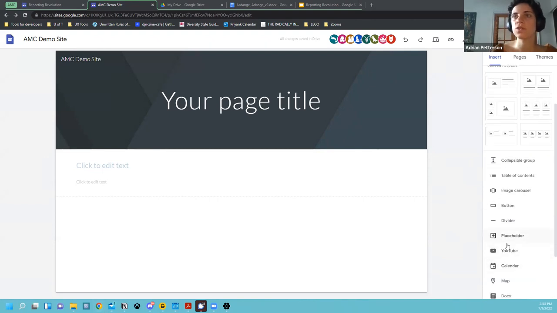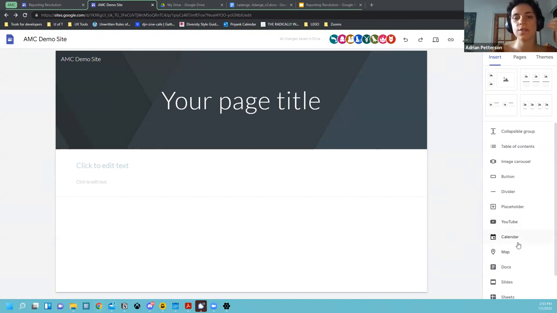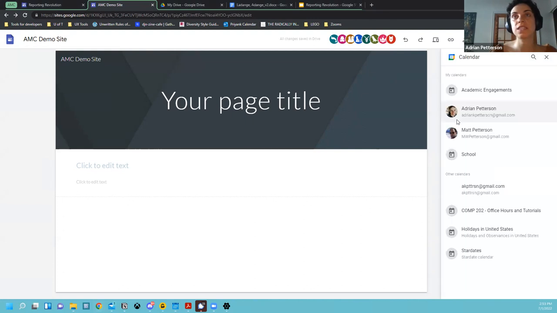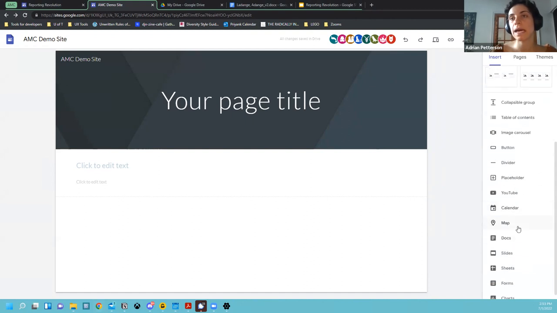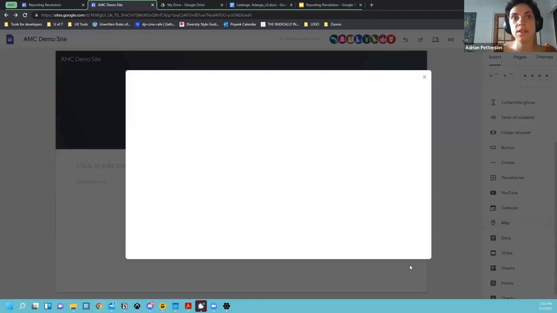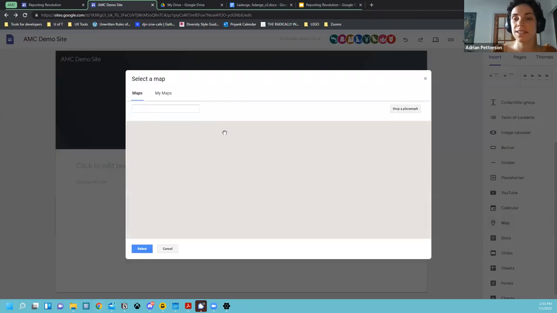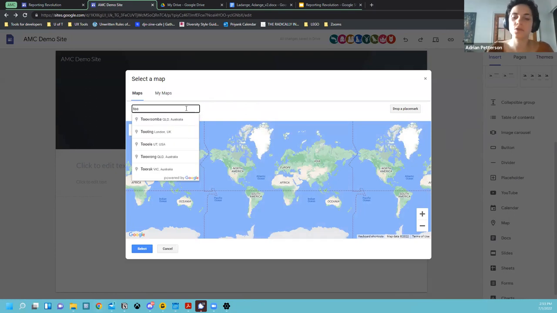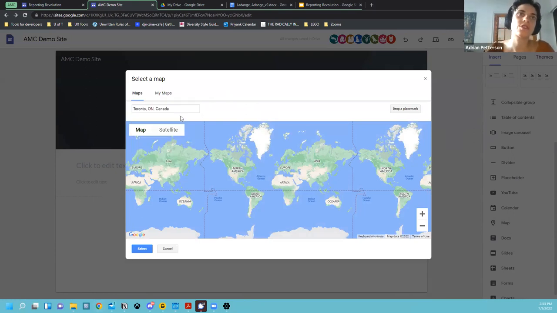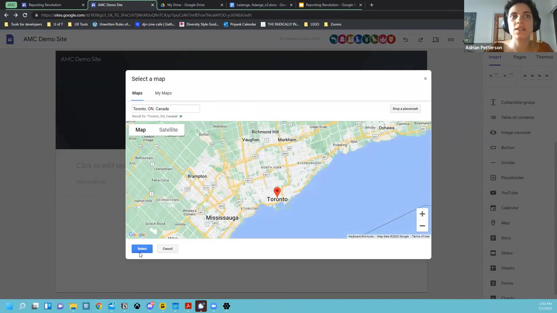Another thing that you can do, you can add YouTube videos. You can also add calendars. So if your social movement has specific events happening at specific times, you can add your own personal calendars. You can also add a map. So if you're planning a protest, you can drop the map location in there. We'll say that we're having a protest in Toronto, which there should always be a protest in Toronto. There's a lot of things to complain about.